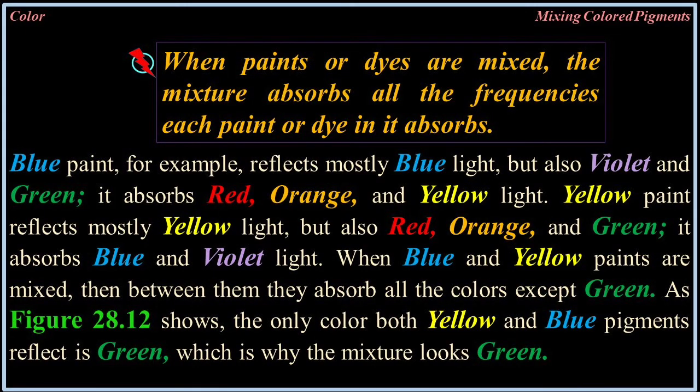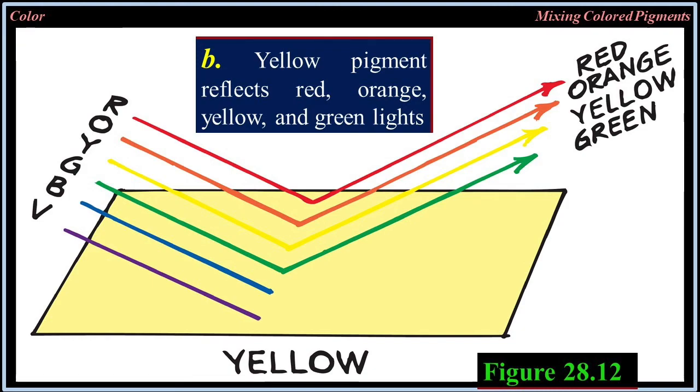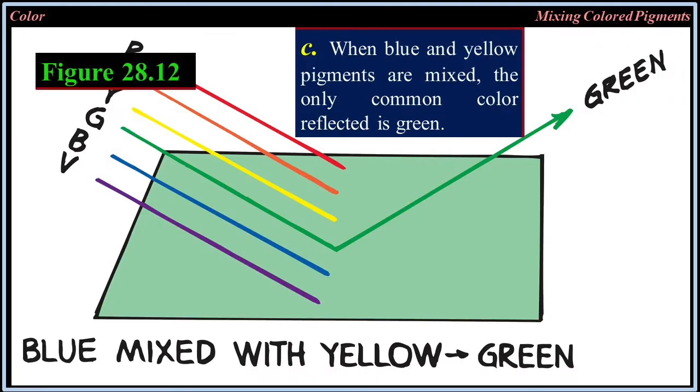When paints or dyes are mixed, the mixture absorbs all the frequencies each paint or dye in it absorbs. Blue paint, for example, reflects mostly blue light, but also violet and green. It absorbs red, orange, and yellow light. Yellow paint reflects mostly yellow light, but also red, orange, and green. It absorbs blue and violet light. When blue and yellow paints are mixed, then between them they absorb all the colors except green.